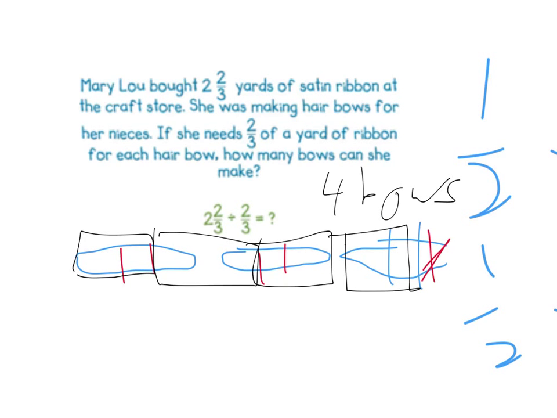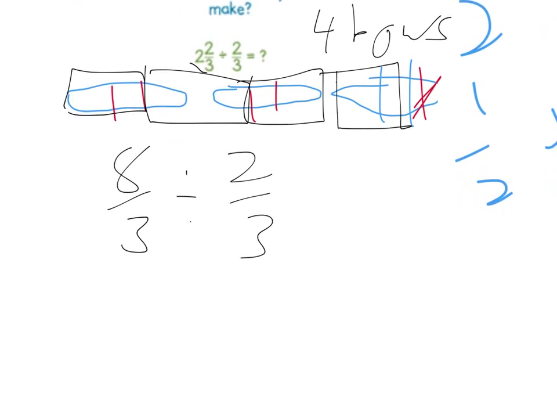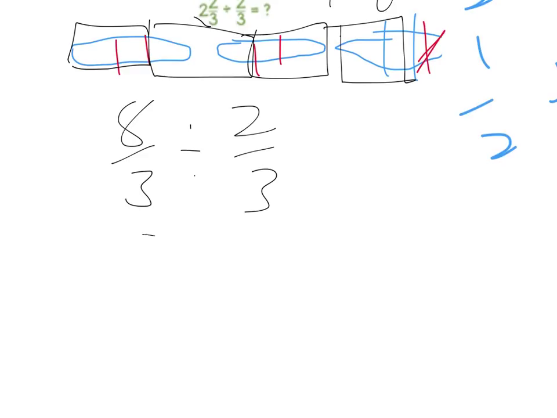Now I want to come down here and show you how to use the standard algorithm and get the same answer of 4. So 2 2/3, you have to make that into an improper fraction. So 2 times 3 is 6 plus 2 is 8/3 divided by 2/3. I'm going to take the reciprocal here and multiply. The reciprocal divides our dividend, 8/3. We're going to multiply that by 3/2, and it's going to give us our answer.